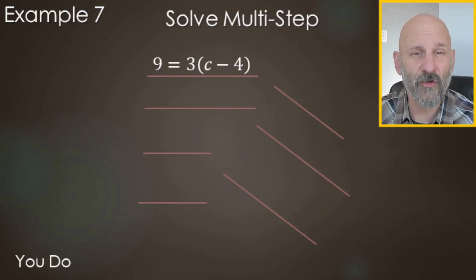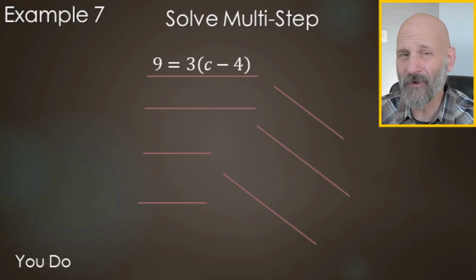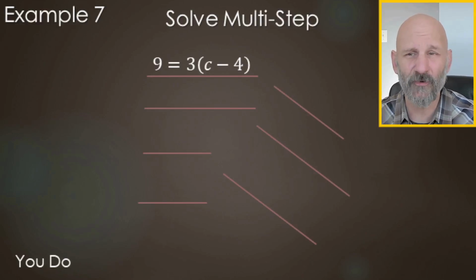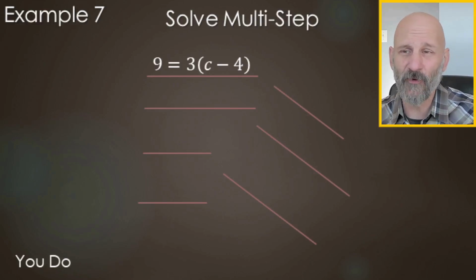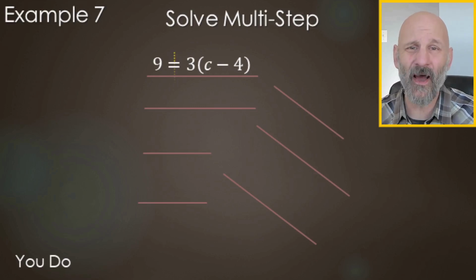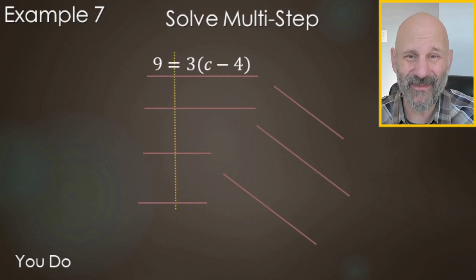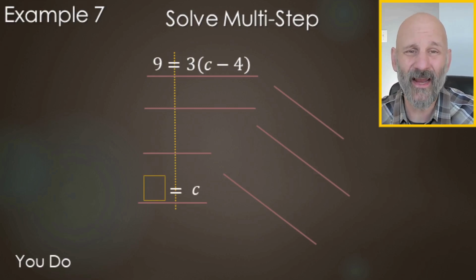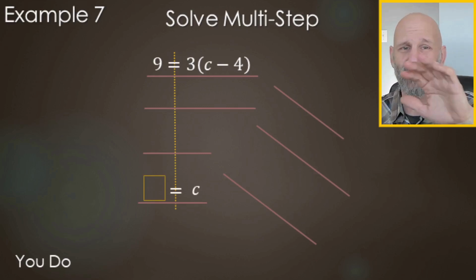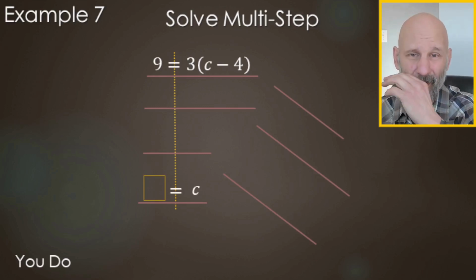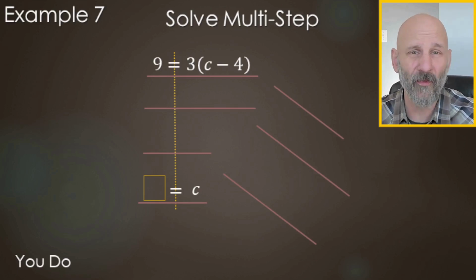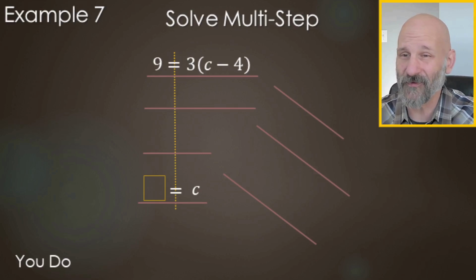So let's have you go and try this one out on your own. Pause the video, then come on back and see how you did. So here we have 9 equals 3 times the quantity of c minus 4. We notice that the c, or the variable, is on the right-hand side. So when we solve it, we're going to have c equals the value, or the value equals c, I guess, on this one.